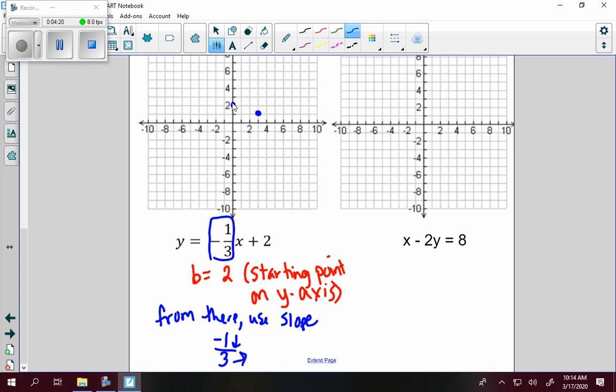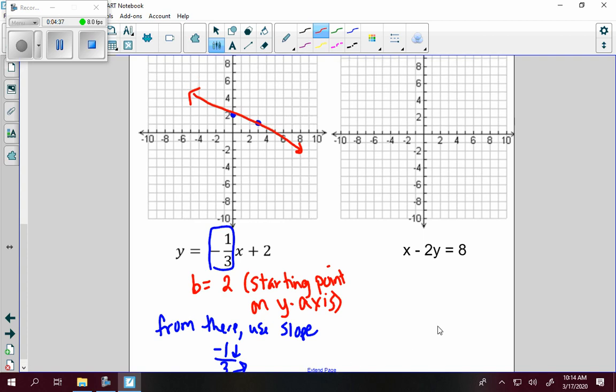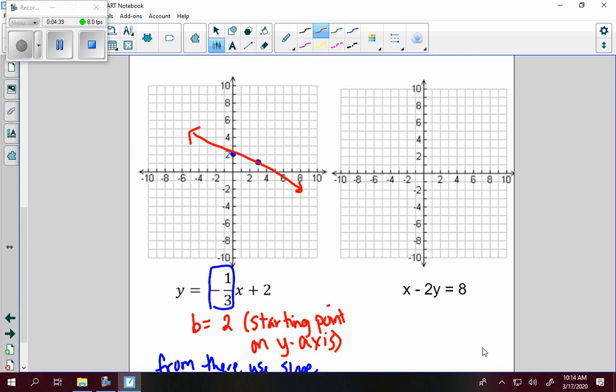Make sure that we see the line there, the point there, and then draw your line as straight as you can. I'm terrible at drawing straight lines, so we're just going to try our best. Awesome. All right, so that's one way.